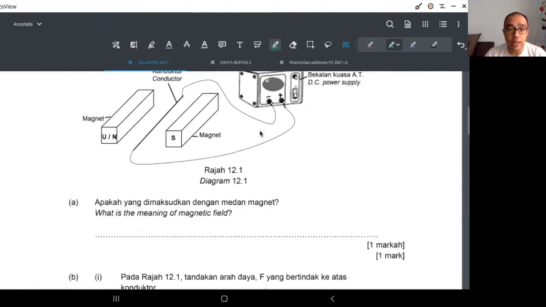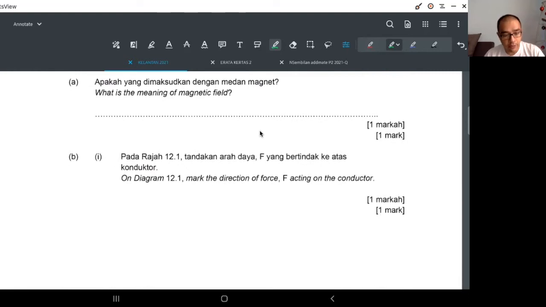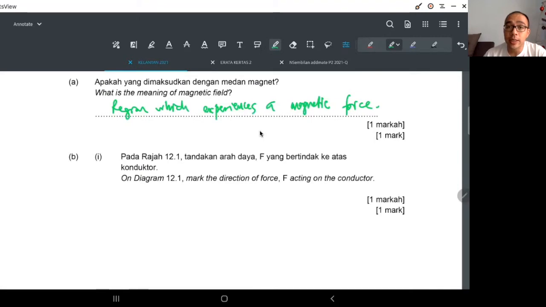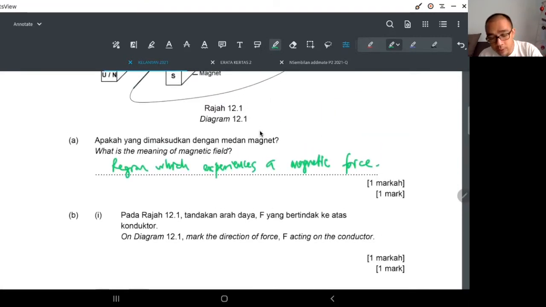Okay, so what is the meaning of the magnetic field? Okay, magnetic field is a region which experiences a magnetic force. Okay, and since we're talking about magnetic field, I will also talk about electric field. Okay, electric field is the exact same definition, except that we don't use the word magnetic, we use the word electric. So electric field is a region which experiences an electric force. So that's called a magnetic field.